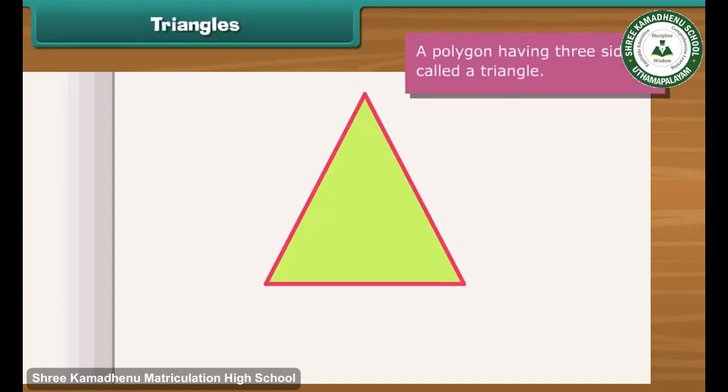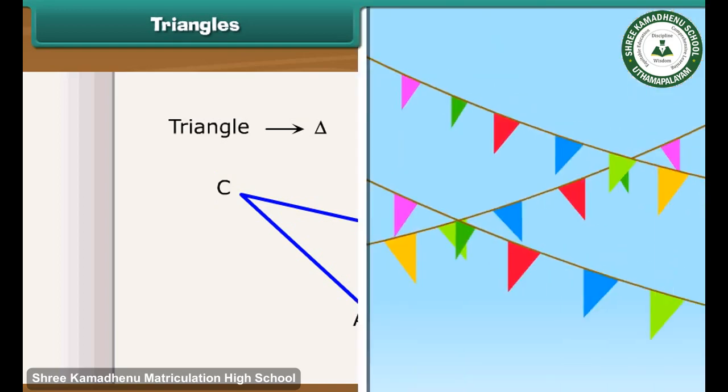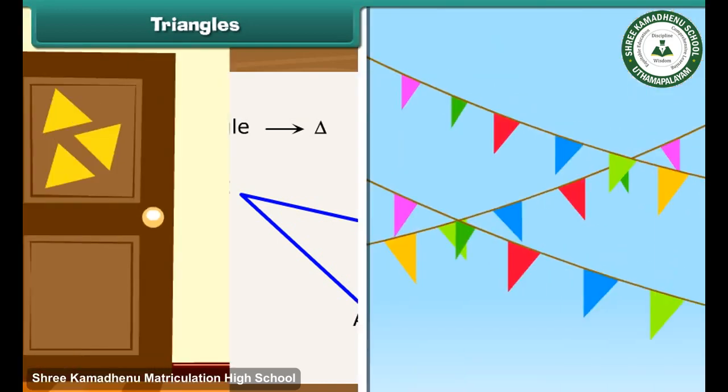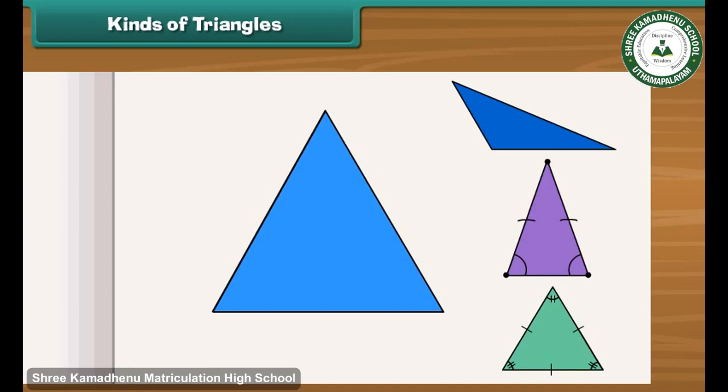A polygon having three sides is called a triangle. It has three vertices and three angles. Triangle is denoted by the given symbol. This is triangle ABC. It can also be named as triangle BCA or triangle CAB. Friends, can you recall some figures which are triangular in shape? Notice the flags in the ground and the design at the door. These are triangles.